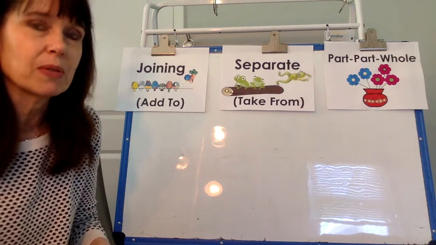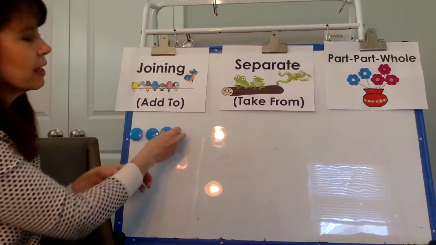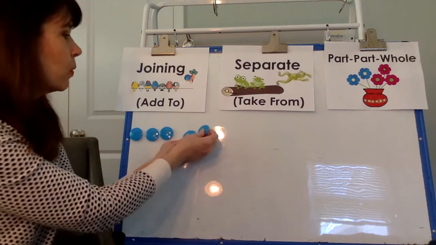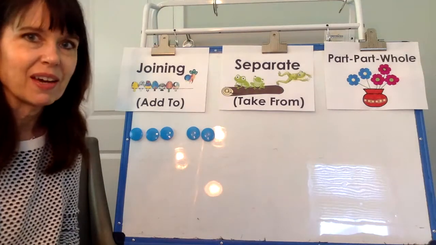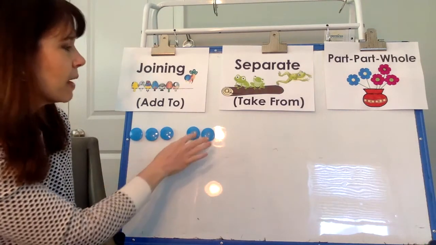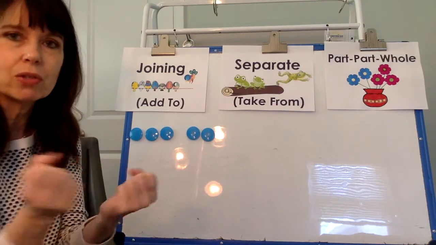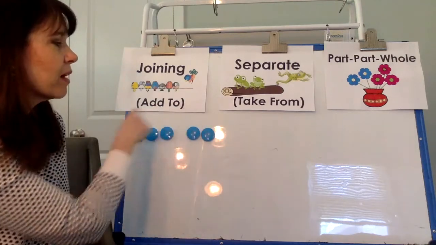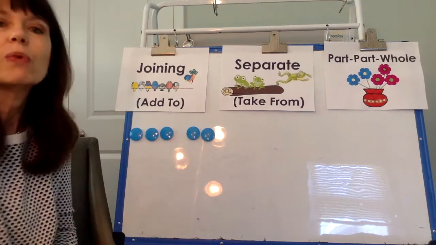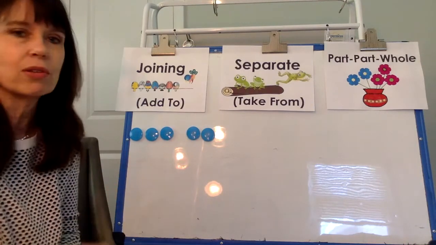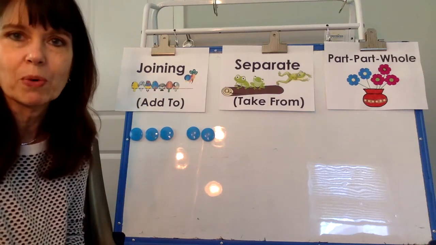So my first problem goes like this. I had 3 marbles. My brother gave me 2 more. How many marbles do I have in all? All right, so I had 3 marbles. My brother gave me 2 more. So that is an example of a joining problem. Two different sets coming together, and we have to figure out how many are in the new set. So let's count them. 1, 2, 3, 4, 5. We have 5 in all. 3 and 2 is 5. It's the same as 5. So that is a joining problem, or add to.